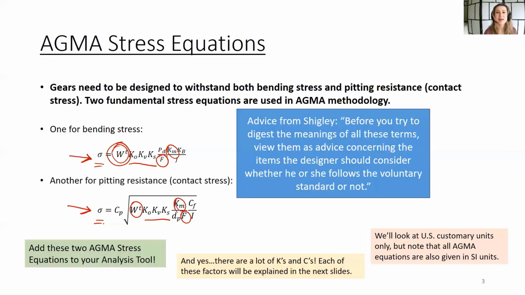Do this right away, because as soon as you start programming something, your understanding of that concept just increases so much. And yes, there are a lot of K's and C's, and each of these factors will be explained on the next slides. We're going to look at US customary units only, but also note that AGMA equations are given in SI or metric units. But for your analysis tool, you only need to have the US customary or English units.